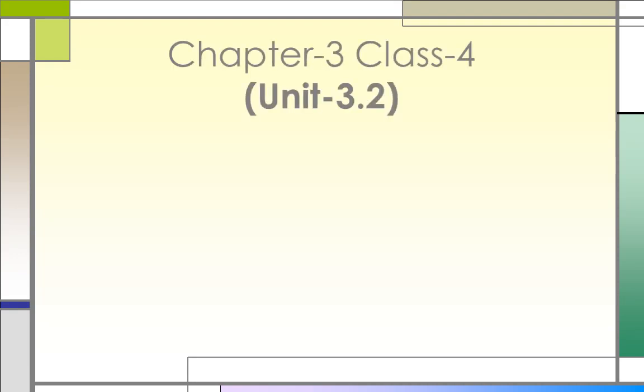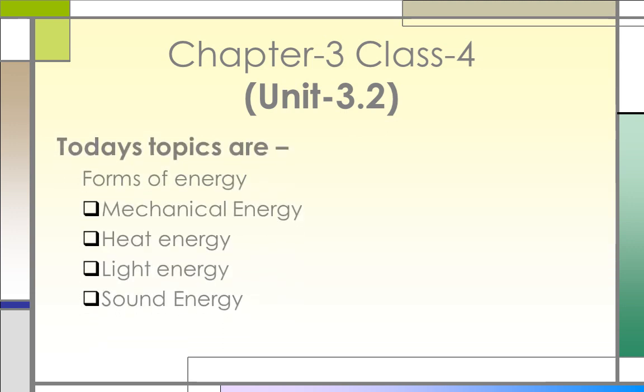Good morning, students. This is the fourth class of chapter 3, energy, and in this class we're going to see unit 3.2, that is the various forms of energy and their interconversion. In our previous video lessons of unit 3.1, we have seen about energy, work, and how they are dependent on each other. Okay, so in this class we are going to learn about the forms of energy.